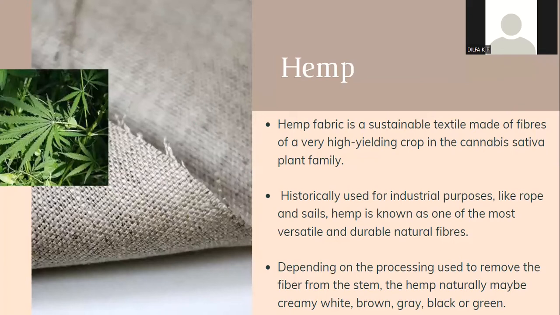So, cannabis sativa is ganja. Hemp is actually in that family, but it is slightly different from the cannabis sativa because chemically it has different properties. But the family is the same and it also looks the same. That is why I have included the picture. It looks just like the ganja plant. So historically it was used for industrial purposes like rope, sail, etc. But now it is used as a very durable natural fiber.